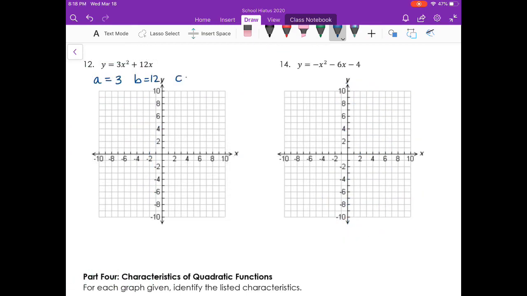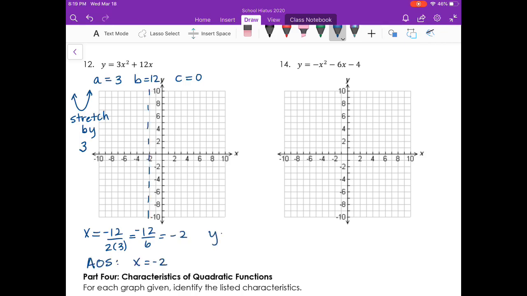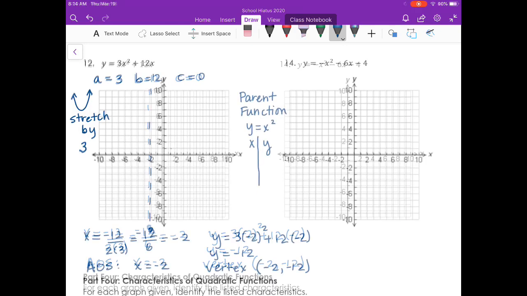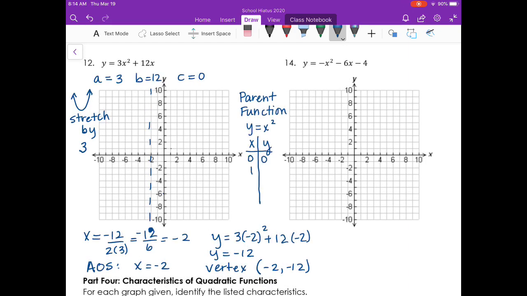Number 12 opens upward and has a stretch by 3. We'll substitute the values for b and a into opposite b over 2a to find the equation of the axis of symmetry. We'll plug in x equals -2 to the original function to find the coordinates of the vertex. After that, looking at the pattern for the parent function, all of the y moves will be tripled.